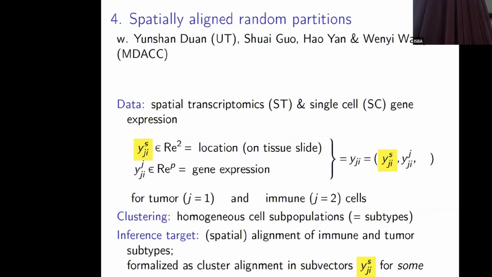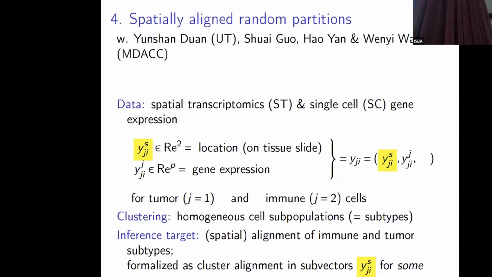And getting into the third example, this is again joint work with Yunchan Duan from UT, who will be in a few weeks at Johns Hopkins. Shuai Guo, Hao Yan. Shuai is a graduate student, a PhD student at MD Anderson. Hao Yan is a postdoc, and Wen Yi Wang is in MD Anderson Bioinformatics.